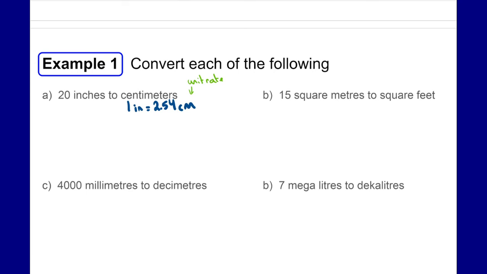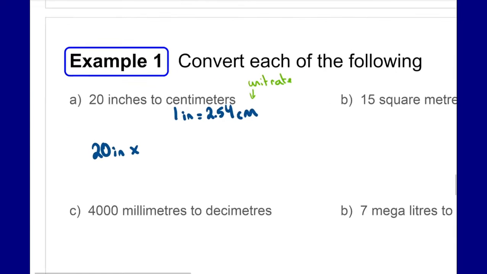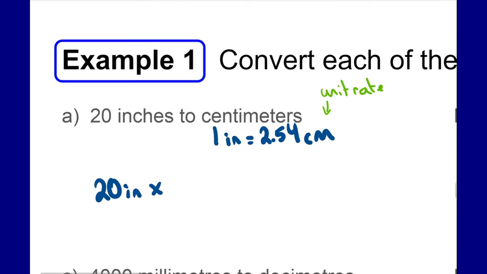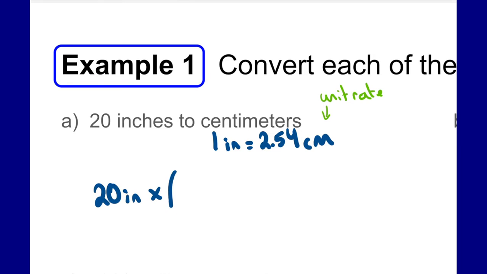So if we use that general formula, it says, okay, what are the units that we start with? Well, we start with 20 inches. So we're going to take 20 inches, and multiply it by our unit rate, which is this here. If we multiply that by the unit rate, the formula says we multiply it by the units we want, which is centimeters, and the number is 2.54.